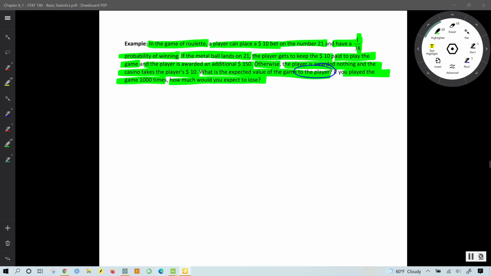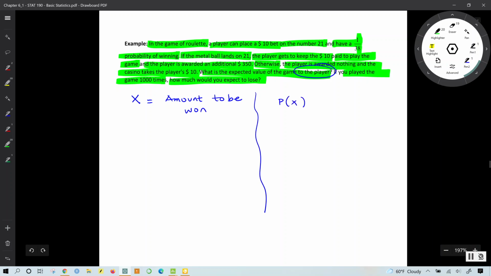Let us see. To begin answering this question, a couple of things are in order. Usually when you play a game, you are interested in how much you can win from the game. So the variable here is how much that can be won. So in this case, I am going to let my x variable be amount to be won. Okay, and the respective probabilities or the likelihood that I'll win that amount.